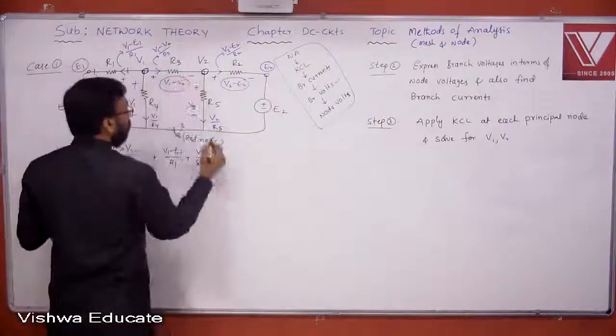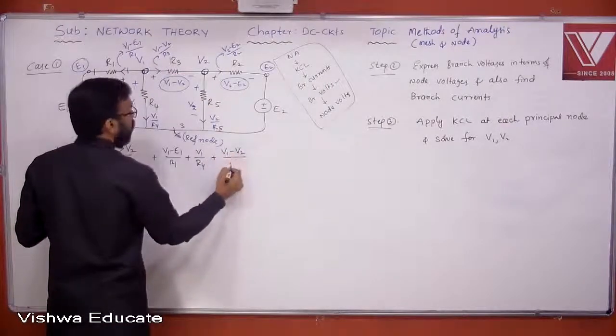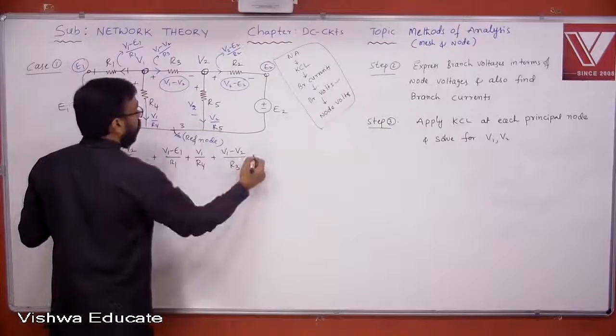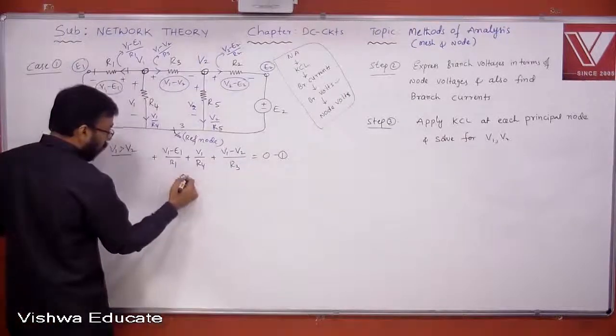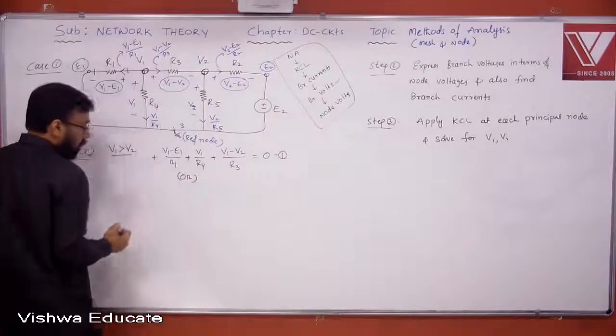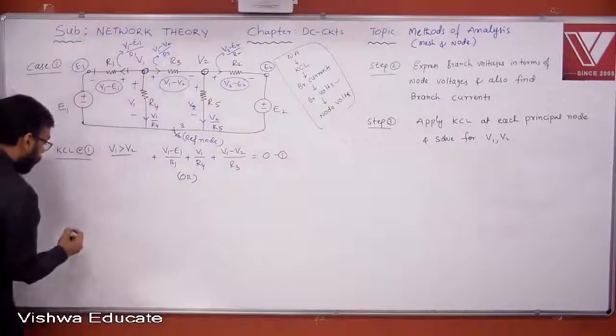Okay, now this is V1 minus V2 by R3 is equal to 0. This is the first equation. I told you a method called inspection; leave one line for it. I will explain it to you.